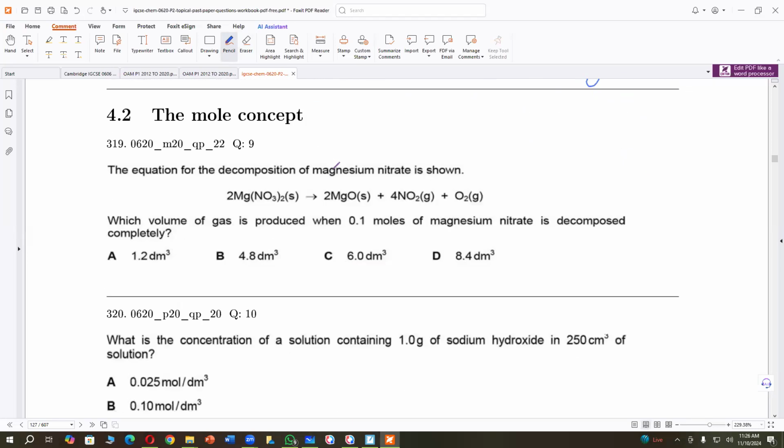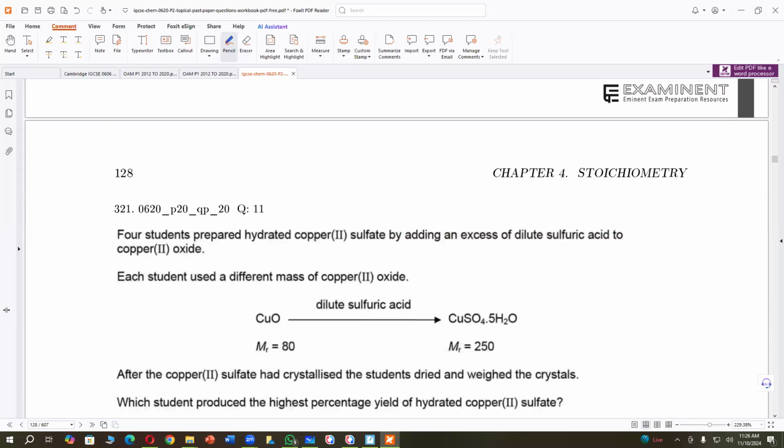Now, the equation for the decomposition of magnesium nitrate is shown. Achha, let me see how we have arranged this one.